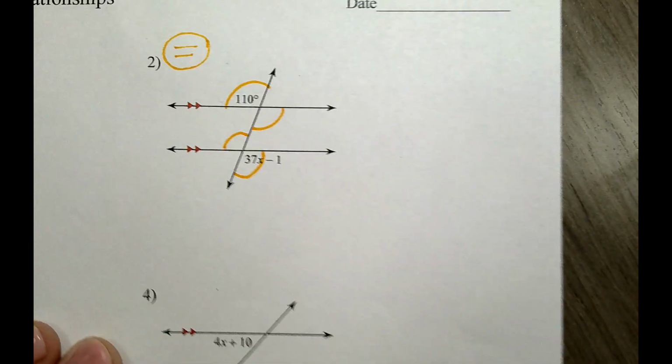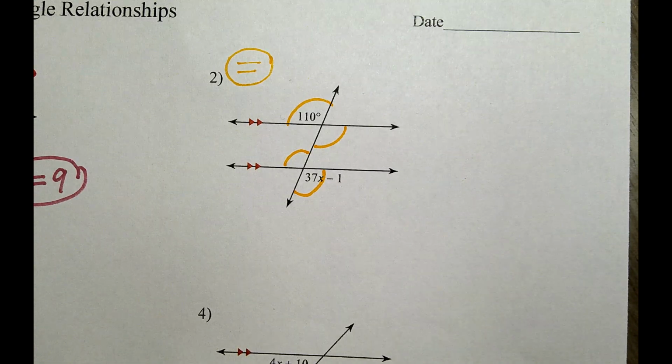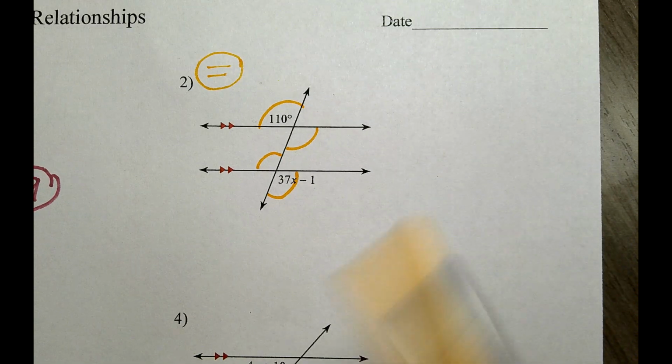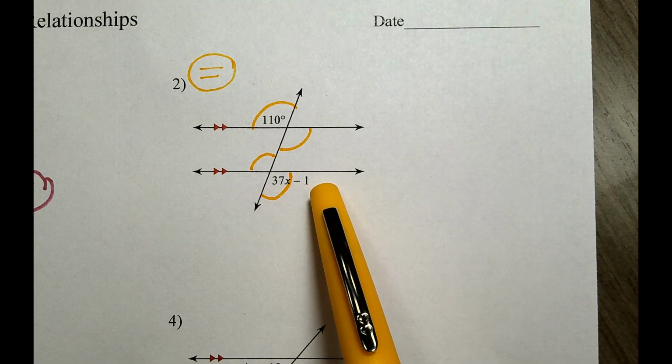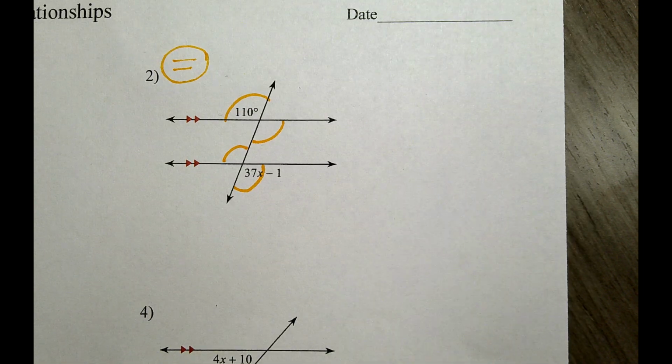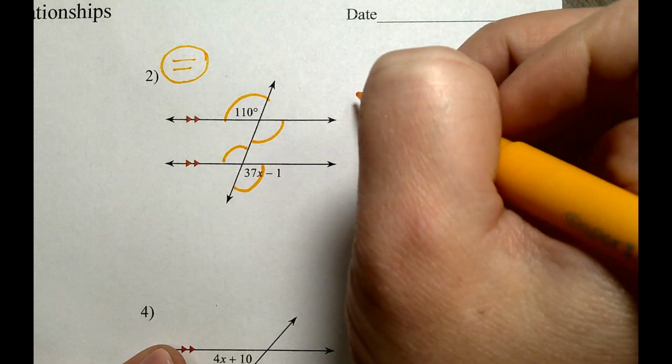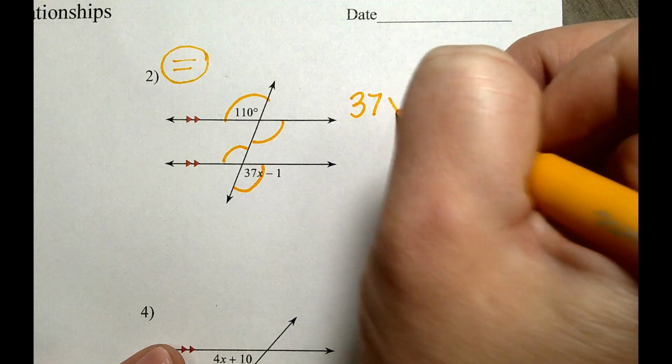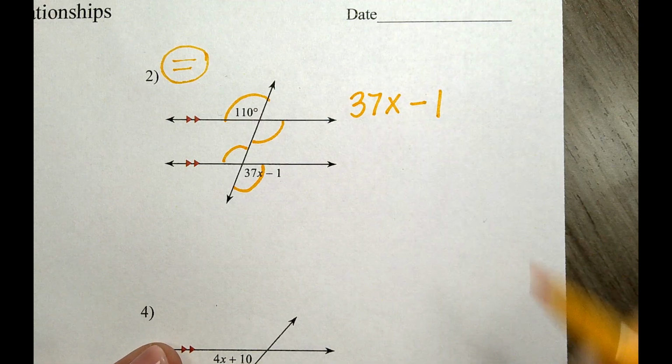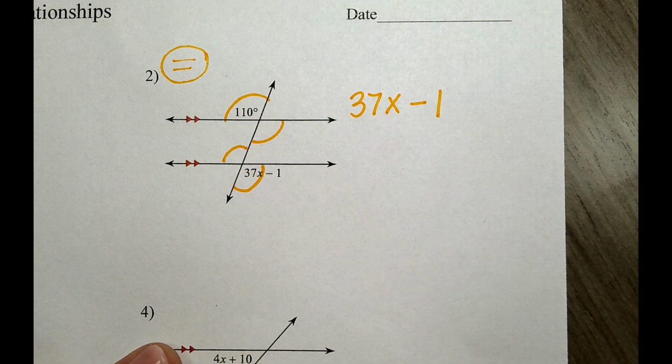Now, if you like to have your x first, which I actually do prefer x coming first, you can also say 37x minus 1 equals 110. So I'm going to write it that way this time. 37x minus 1 equals 110.